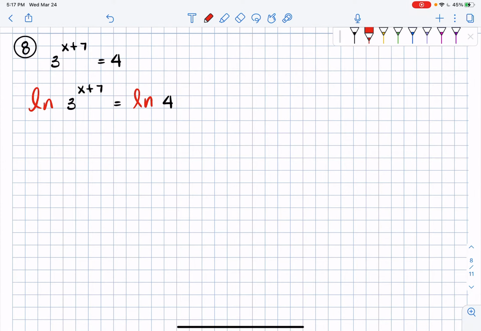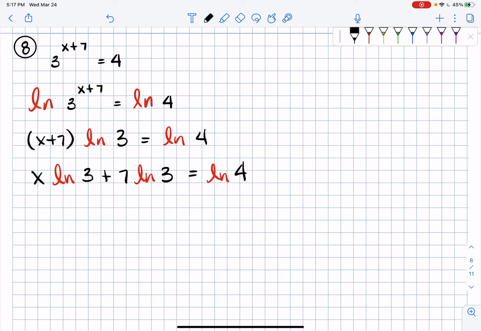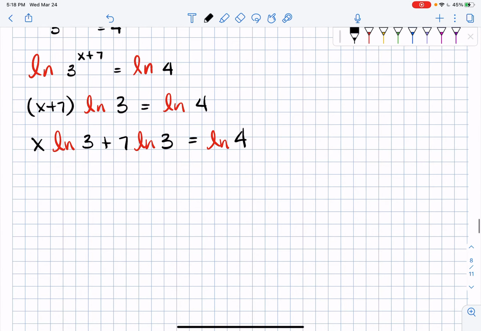Well, I'm still trying to get x by itself, so I'm going to have to distribute this ln of 3. So I'm going to have x ln of 3 plus 7 ln of 3 is equal to ln of 4. Okay? So let me see here. Again, I'm trying to get x by itself. So guess what? The x can be isolated right now, right? So if that's the case, let's do that. Let's go ahead and subtract the 7 ln of 3 over to the other side.